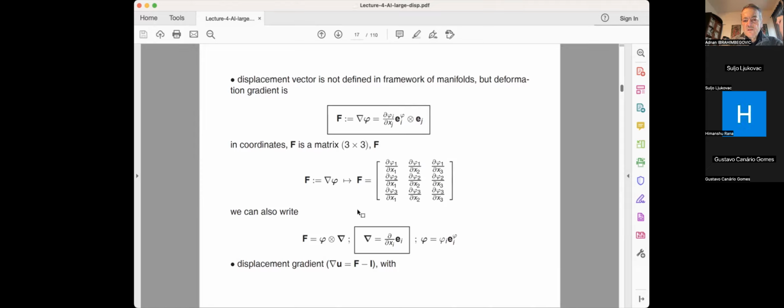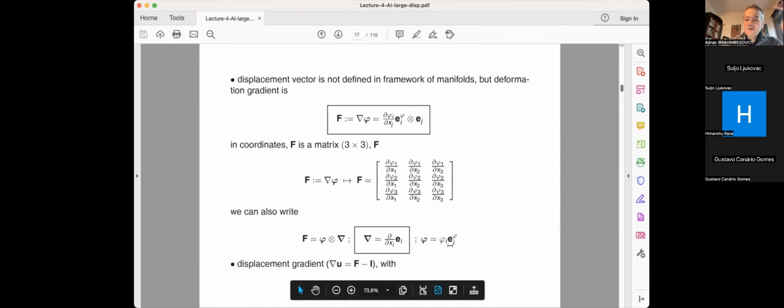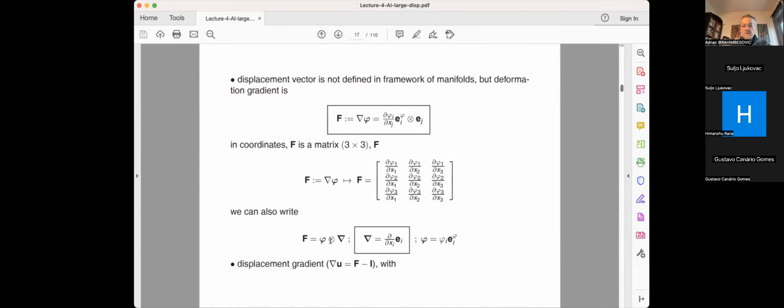You can also write it by introducing this nabla, which I introduced when we talked about the 2D setting, nabla being the unit base vector e_i with a partial derivative with respect to x_i slammed on top of that, and phi being written as phi_i times e_i. You can then write F as phi tensor product with nabla. And of course, the displacement gradient is simply equal to F minus identity.